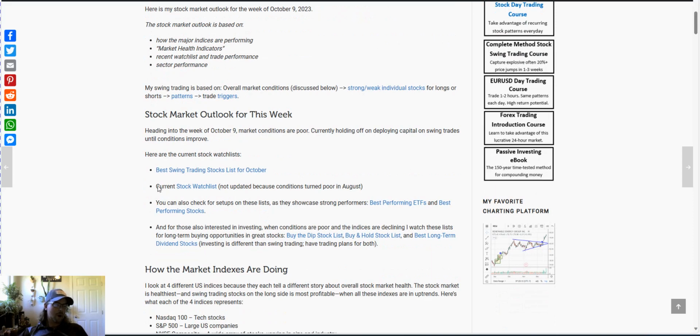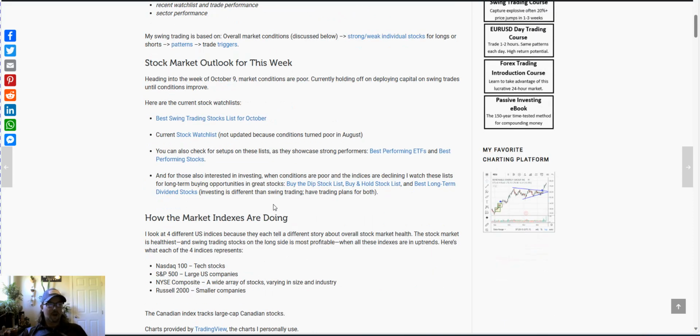There are some watch lists that you can check out for when conditions do improve, or since they're a little weak, you can also check these for some potential short trades if you do that. So we have the best swing trading stocks list for October. That is simply a list of very strong and very weak stocks recently, so both long side and short side.